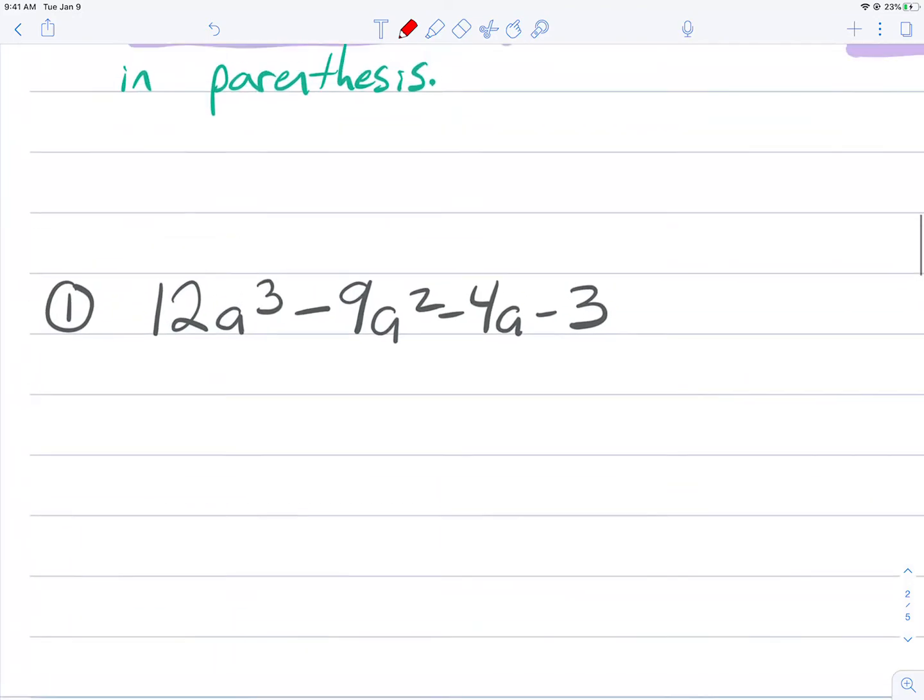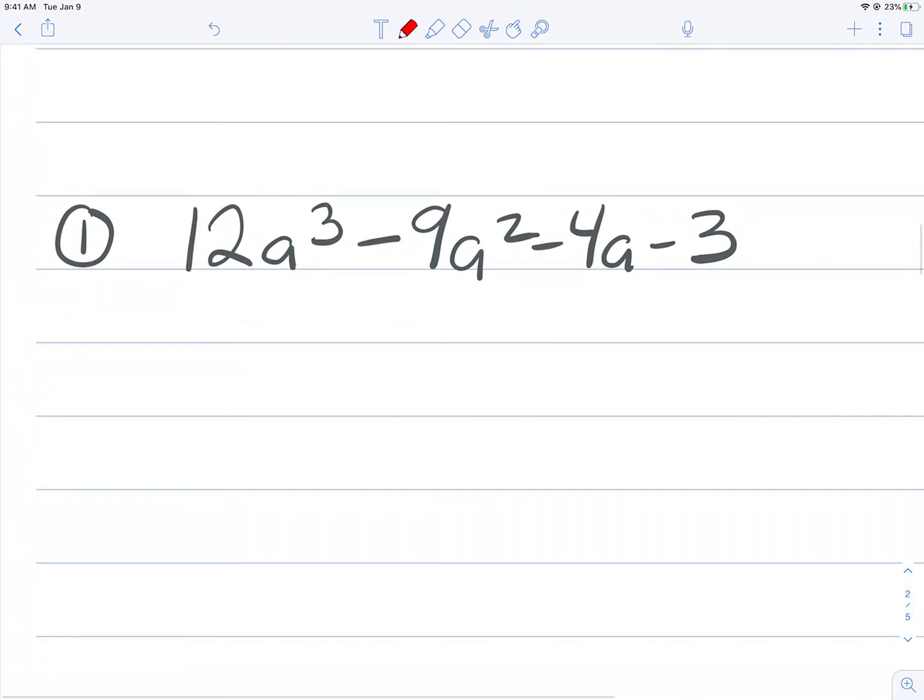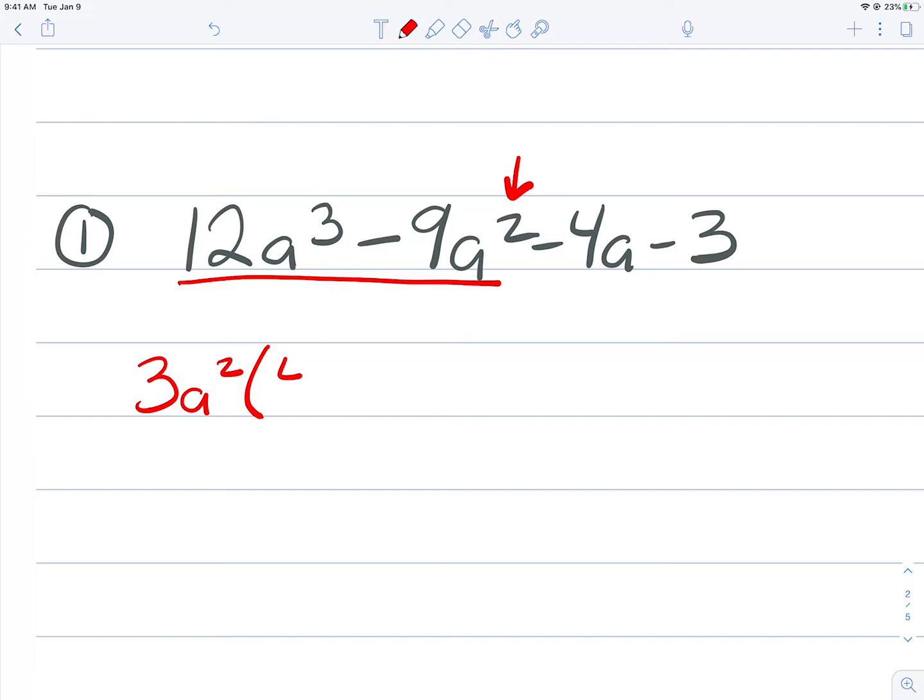So number 1, we have 12a cubed minus 9a squared minus 4a minus 3. So I'm going to underline terms 1 and 2. The GCF is a 3 and an a squared. Remember that you can only take the lowest of the exponents out. So that is multiplied by then 4a minus 3.